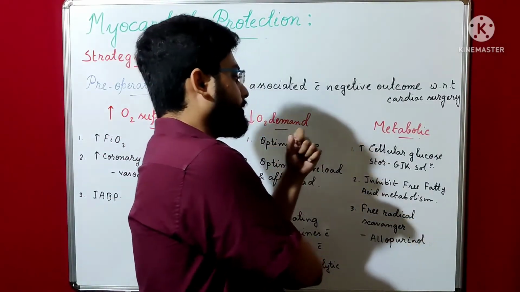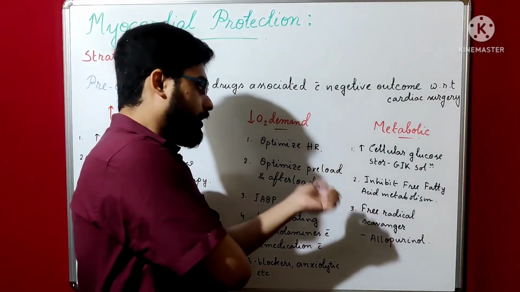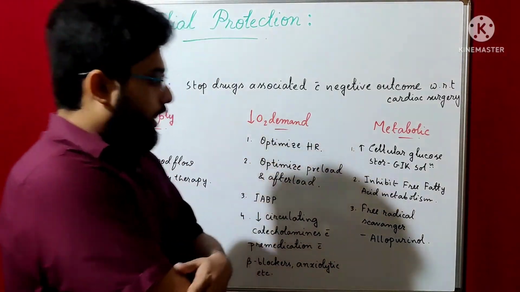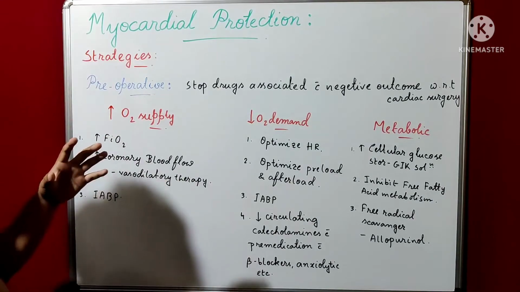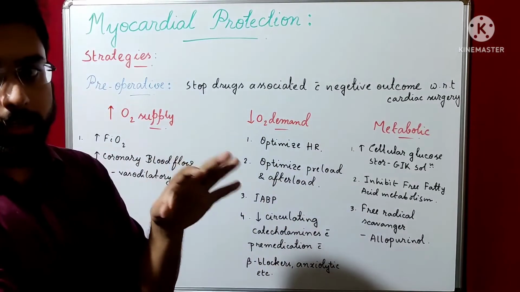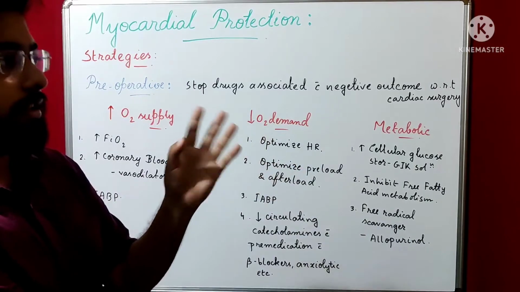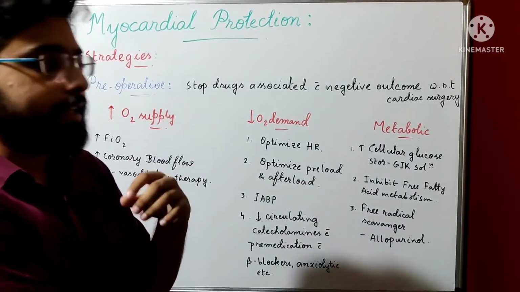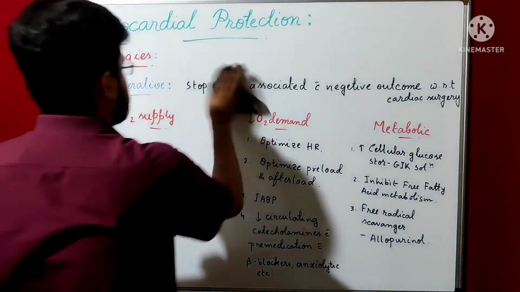Next is inhibition of free fatty acid metabolism, and last is the free radical scavenger. Free radical scavengers like allopurinol are used. So these are the strategies commonly taken at the preoperative phase. Next we will see the most important strategies, those taken during the intraoperative phase. So let's start the intraoperative phase.